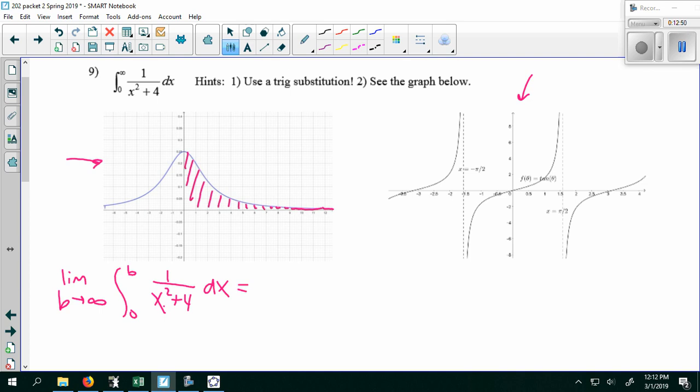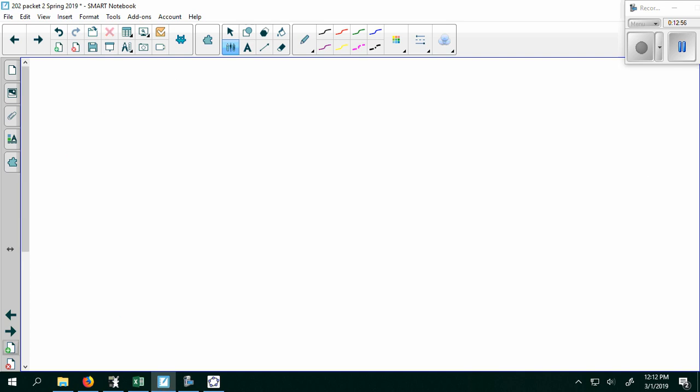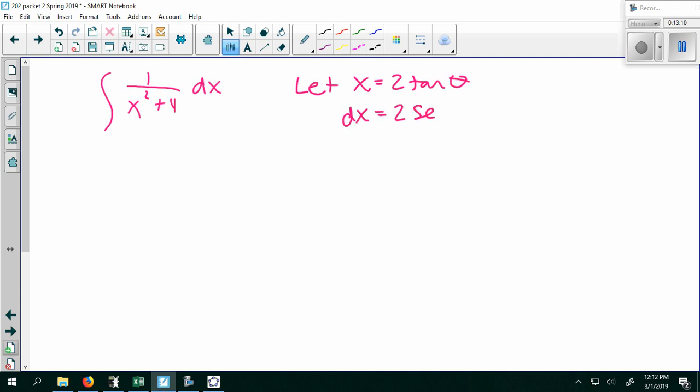So I need the antiderivative of 1 over x squared plus 4. That I'm going to do on a separate page using a trig sub. So the antiderivative of 1 over x squared plus 4 dx, I'm going to let x be 2 tan theta, which means that dx is 2 secant squared theta d theta.